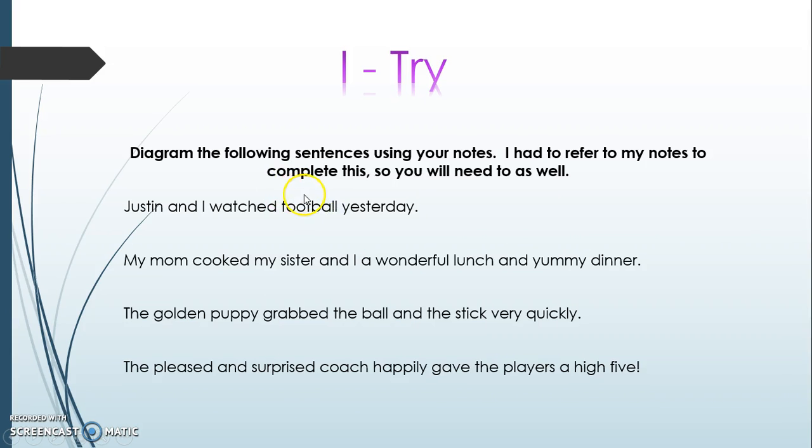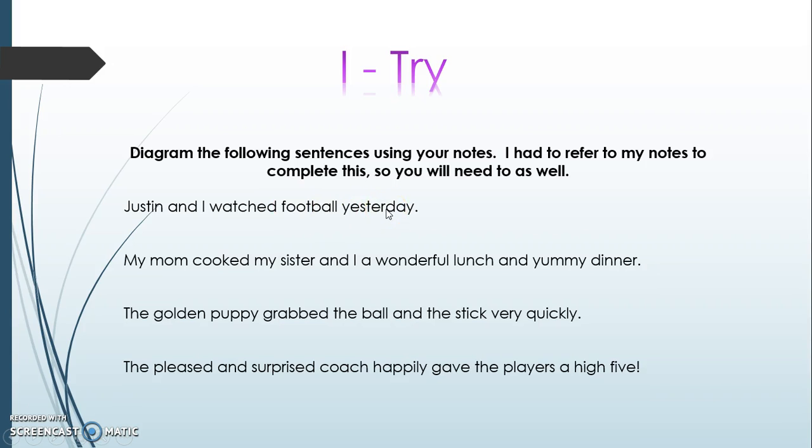Then I want you to try these on a separate sheet of paper, and I folded mine into fours. I tried these 4 sentences. You're going to see I messed up on my third one. You'll see the answer key in just a minute. Justin and I watched football yesterday. Think about how you do a compound subject. You've got your verb, your direct object and your yesterday.